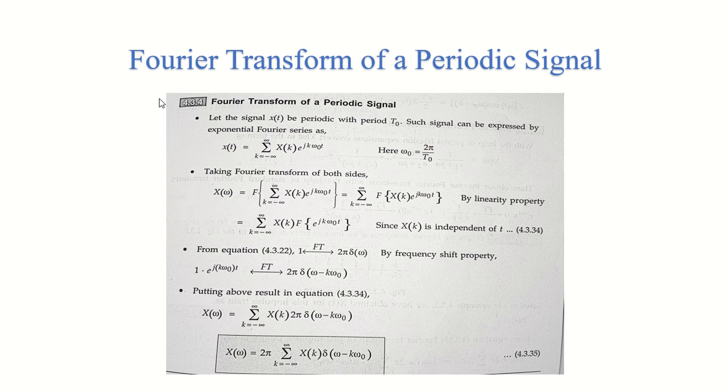Like we first classified CT and DT, continuous time and discrete time, then periodic, non-periodic, analog, digital, even, odd, deterministic and random, absolutely integrable and non-integrable, power and energy signals. So we saw all that classification. So if you want to find a Fourier transform of a periodic signal, how can you find it? Before we move further, you can check that out.